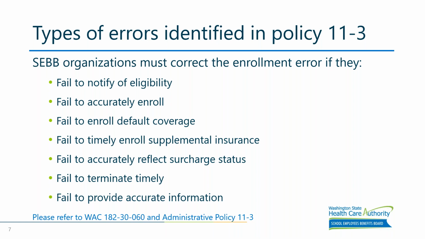And then the last one is failure to provide accurate information to where the employee relied upon. And that's providing information to that employee that was incorrect and the employee relied upon it, and that's where the error happened. And again, we ask that you refer to this WAC 182-3060 and the Administrative Policy 11-3, which covers error correction.